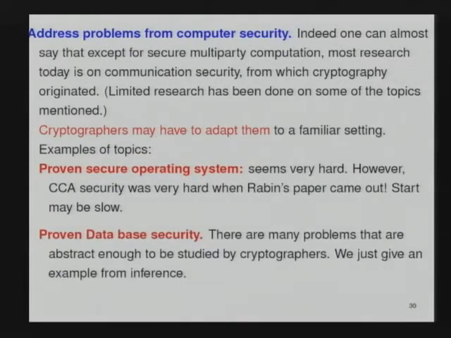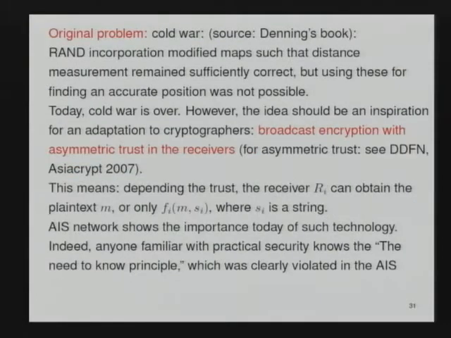Proven database security. There are some people, cryptographers, who have looked at certain aspects of database security, but there are other problems that actually should be looked at, and I'm just going to give one example from inference. There are more examples. If you start to think about it, there are many more examples. And this example is actually coming from Denning's book. It's a Cold War example.